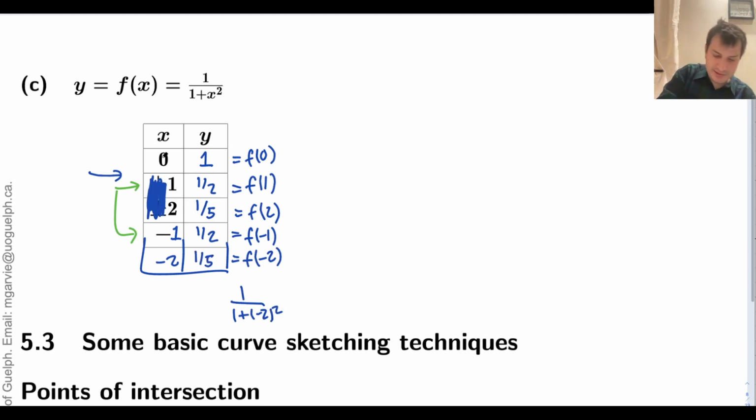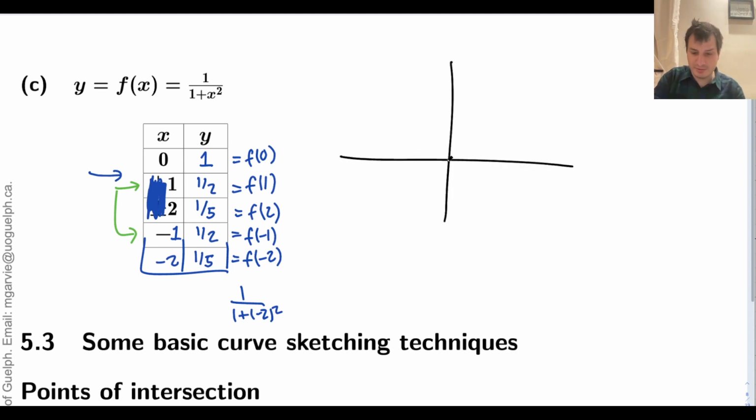So we have all these points: 0, 1; 1, 1/2; 2, 1/5; -1, a half; and -2, 1/5. And we're going to draw them on the axis. So every time we have a dot at 0, 1, we draw that as an x coordinate of 0 and a y coordinate of 1. So here's 0, 1. What about 1, 1/2? Something like this. 1, 1/2. And 2, 1/5 will be, I guess, something like this.